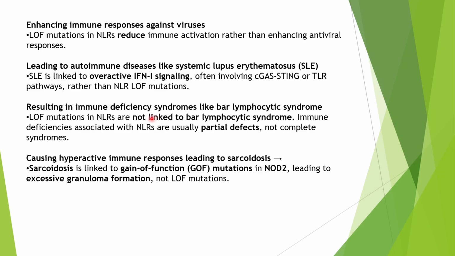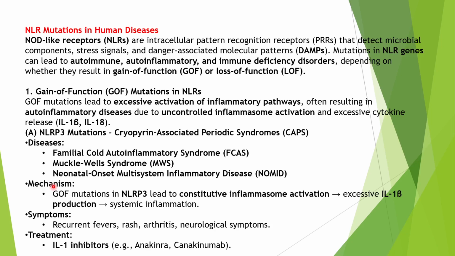So basically it is not a lymphocytic syndrome, then causing hyperactive immune responses leading to sarcoidosis. So sarcoidosis is a gain of function mutation in NOD2 and not a loss of function. So this leads to excessive granuloma formation. So when there is gain of function mutation in NOD2, then sarcoidosis occurs, which is granuloma formation.